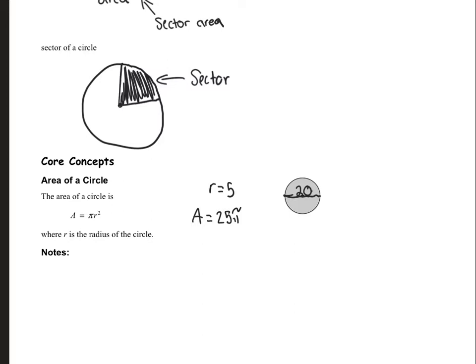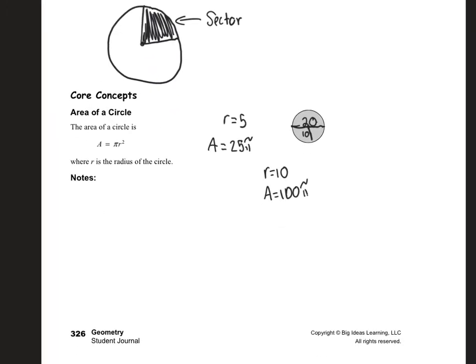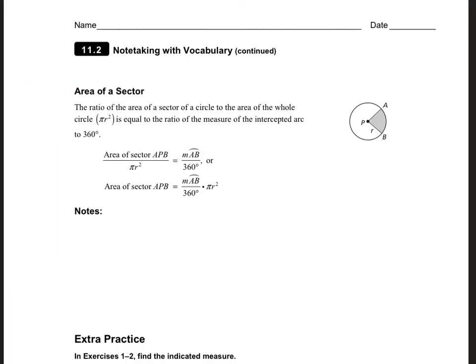Now, if you're given a diameter of, let's say, 20, and area can only be found using the radius, you have to know that the radius is half the diameter. So the radius would be 10 in this circle. So if r equals 10, area would equal 100 pi. Okay, moving on.